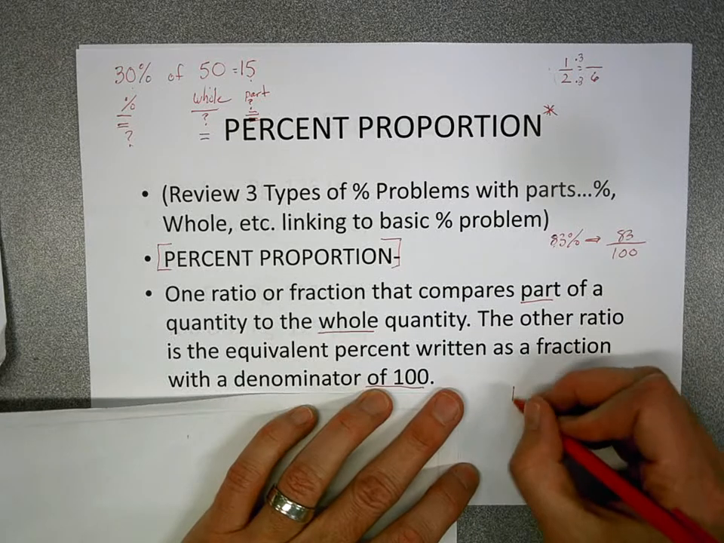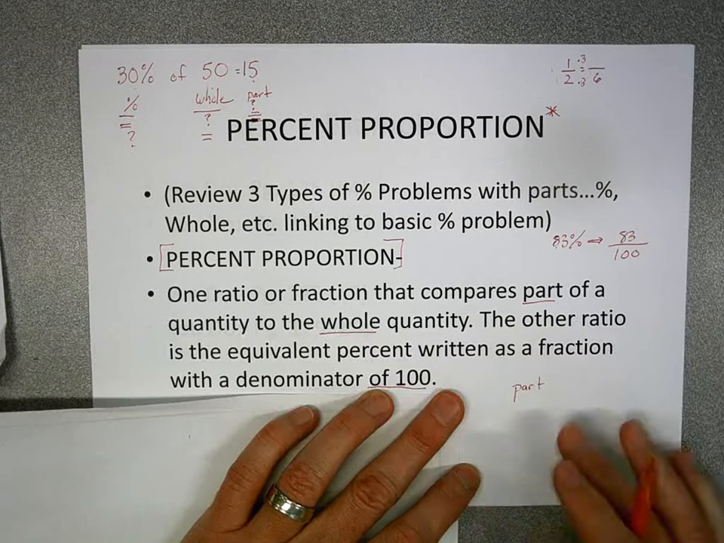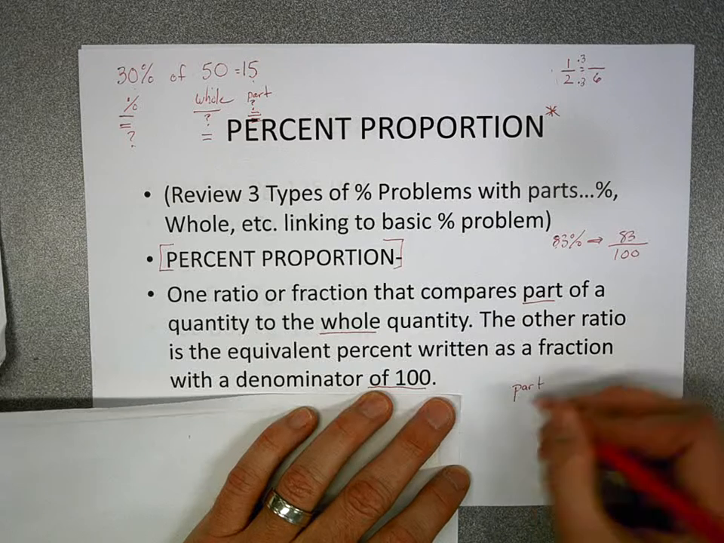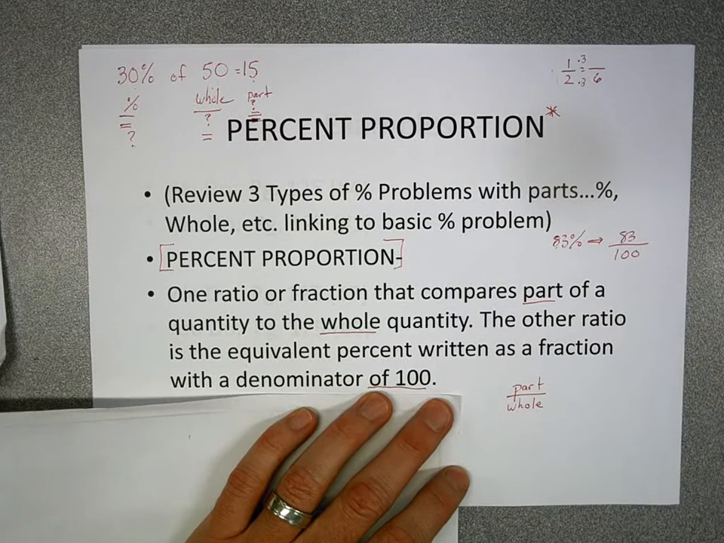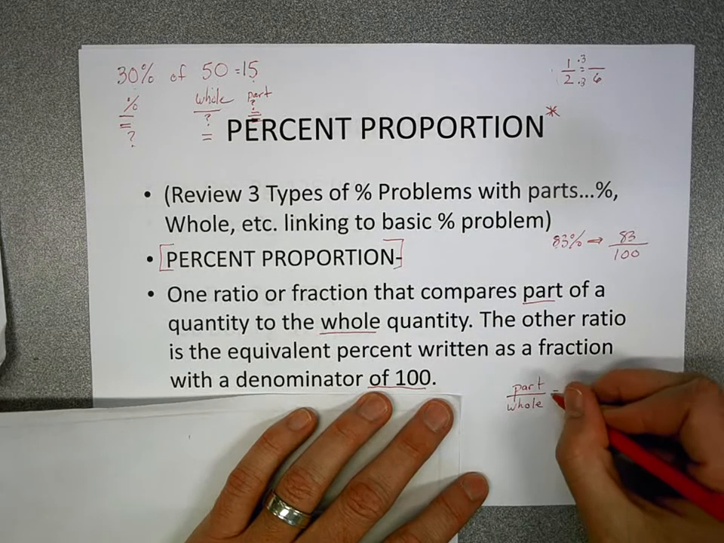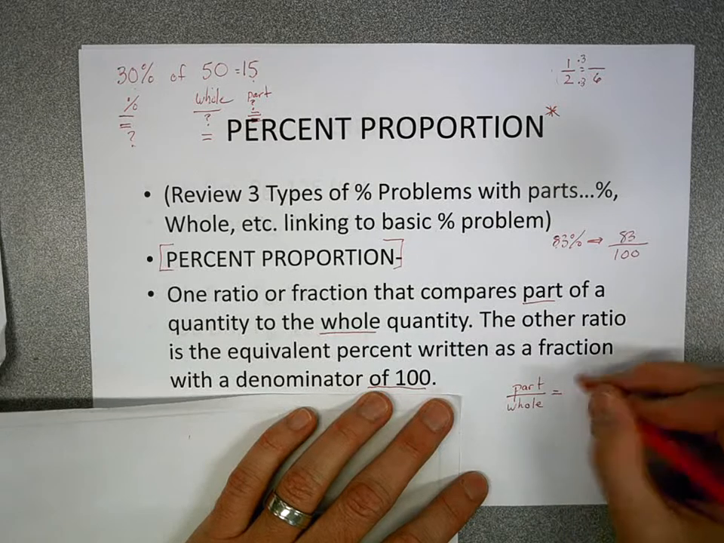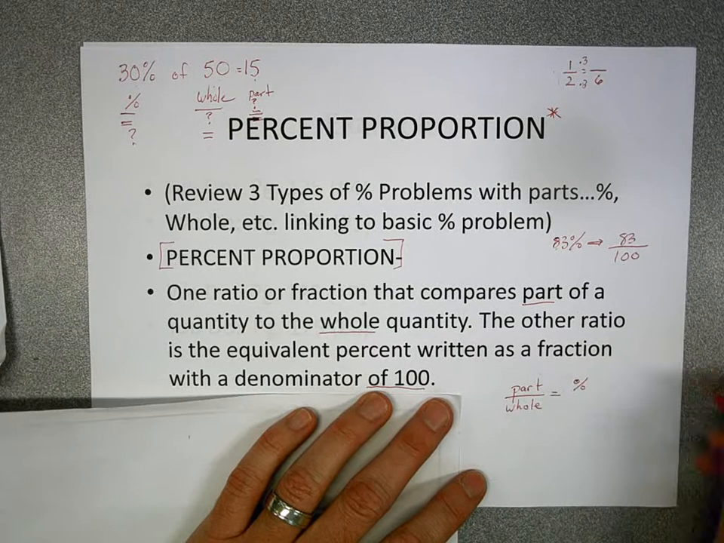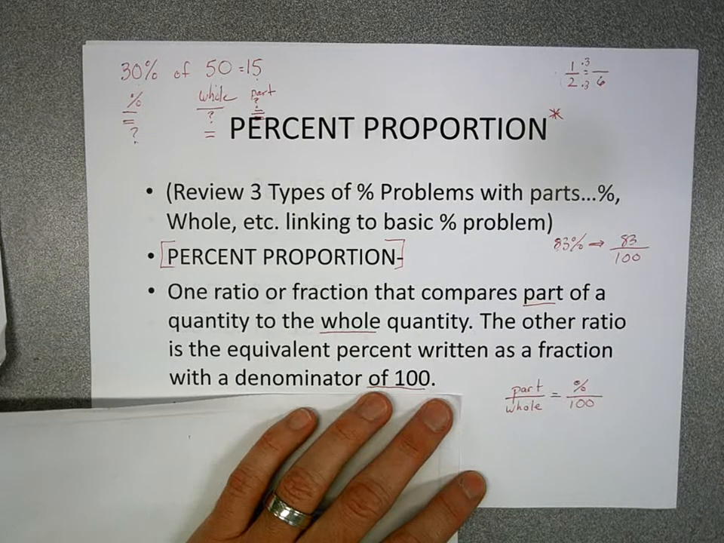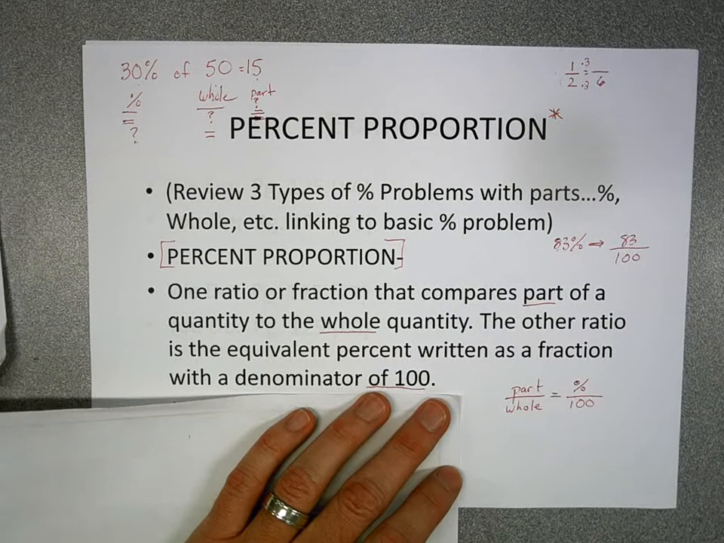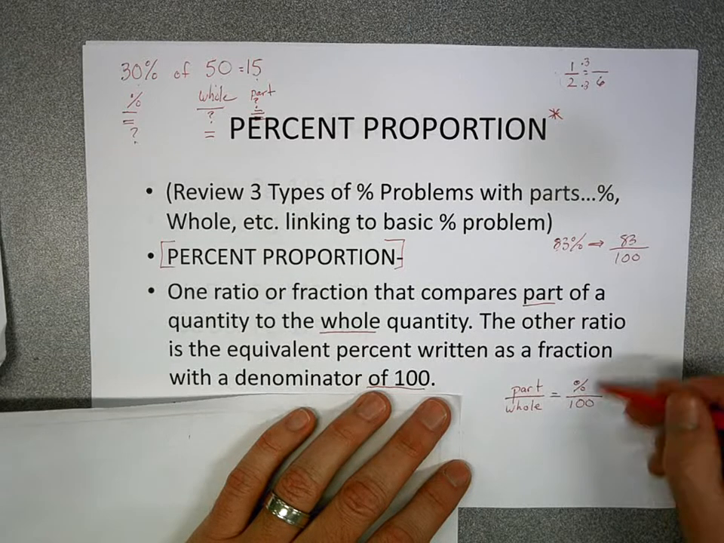You're going to take the part, for example, the discount, and you're going to put it over the whole, which is like the original price. It's not always about money, but I'm just using money as an example. That is going to be equal to whatever the percent is over 100. So the percent proportion is truly part over whole equals percent over 100.